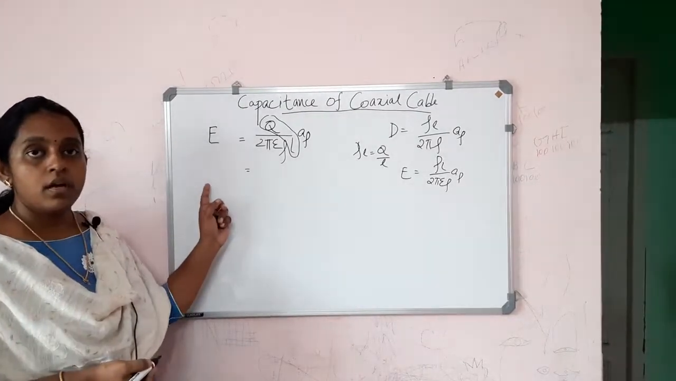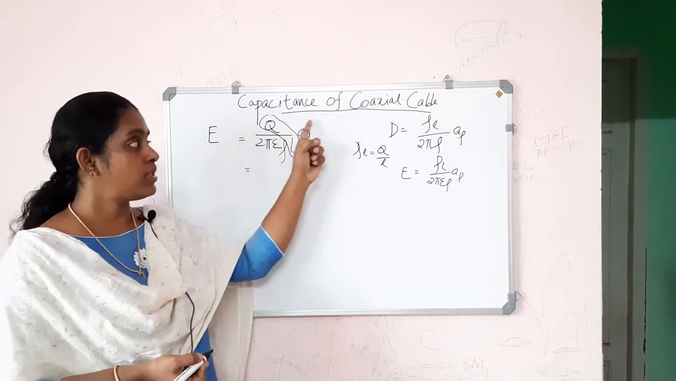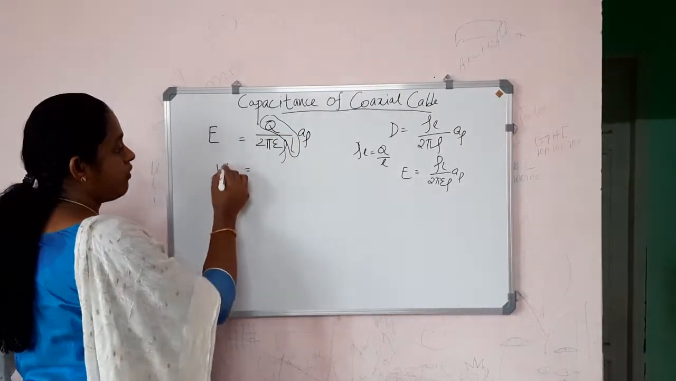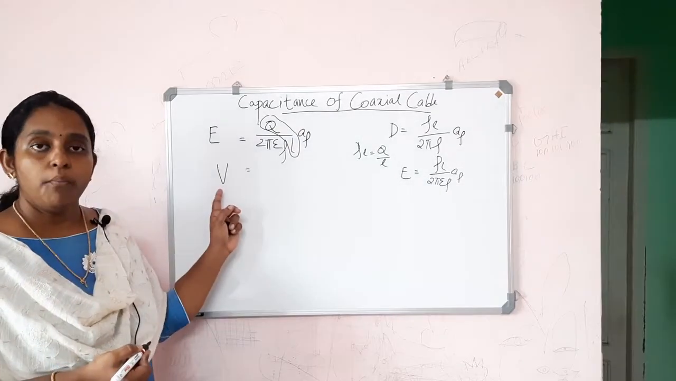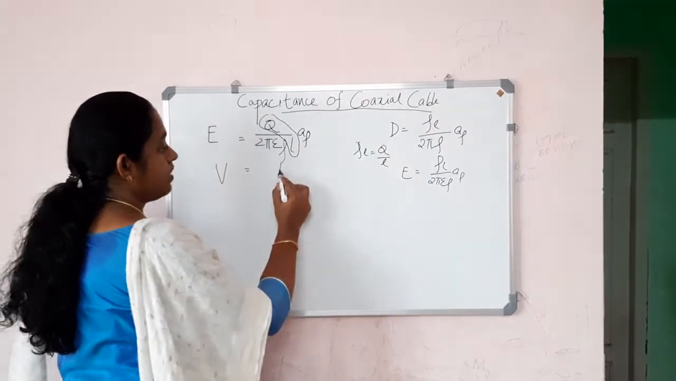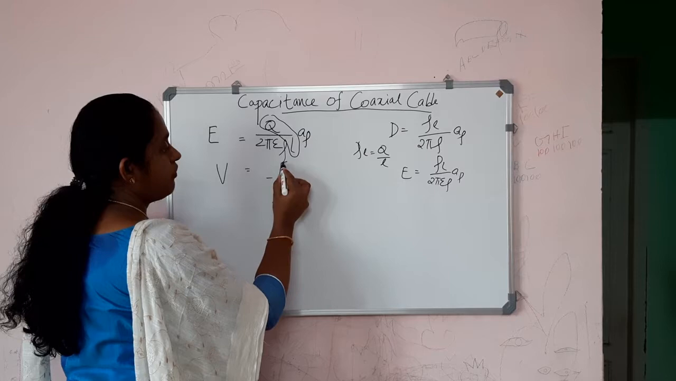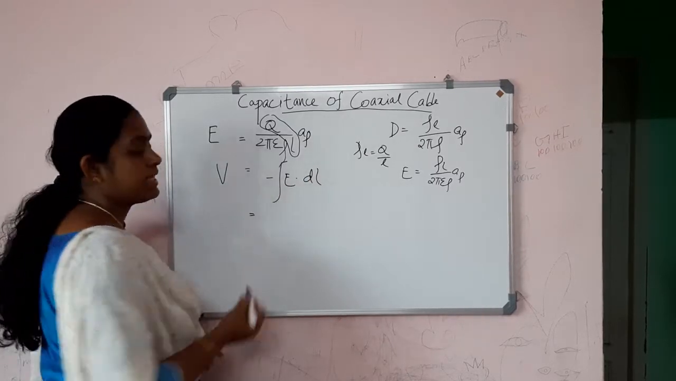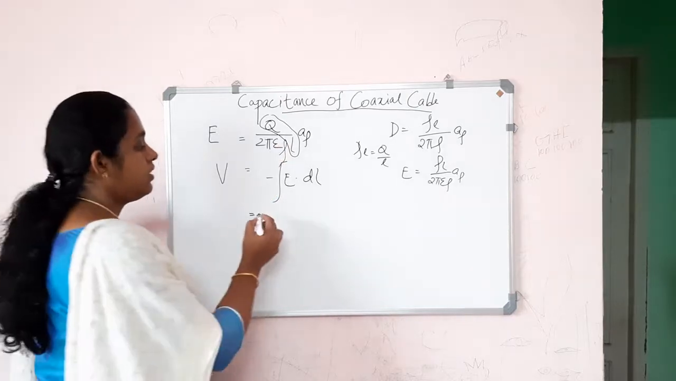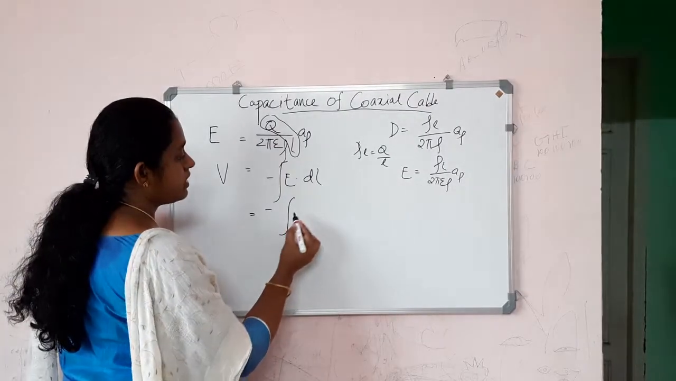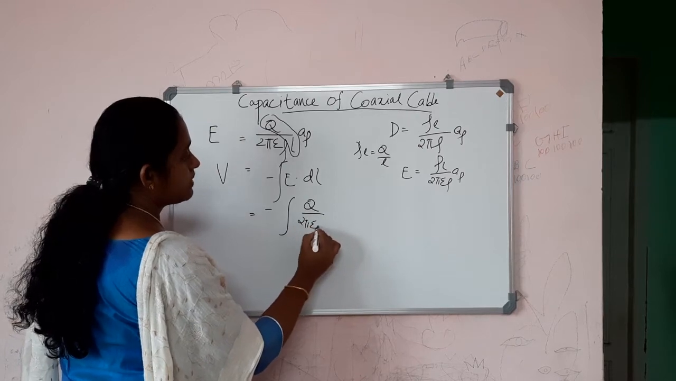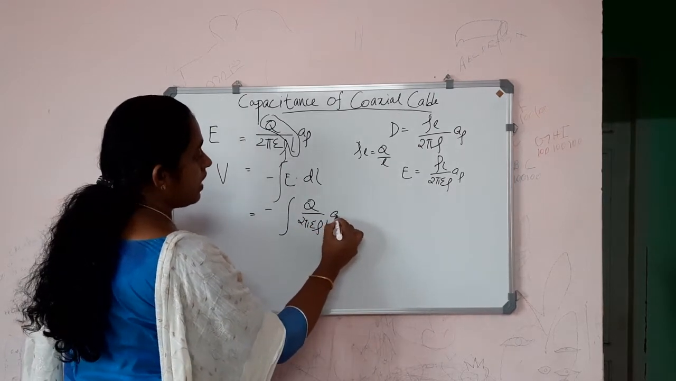Again we have to find the capacitance of the coaxial cable. So what we have to find next is voltage or potential. Potential is equal to negative of integral E dot dl. Here we can substitute the value of E. So this becomes negative of integral, E is equal to Q by 2 pi epsilon rho L A rho.